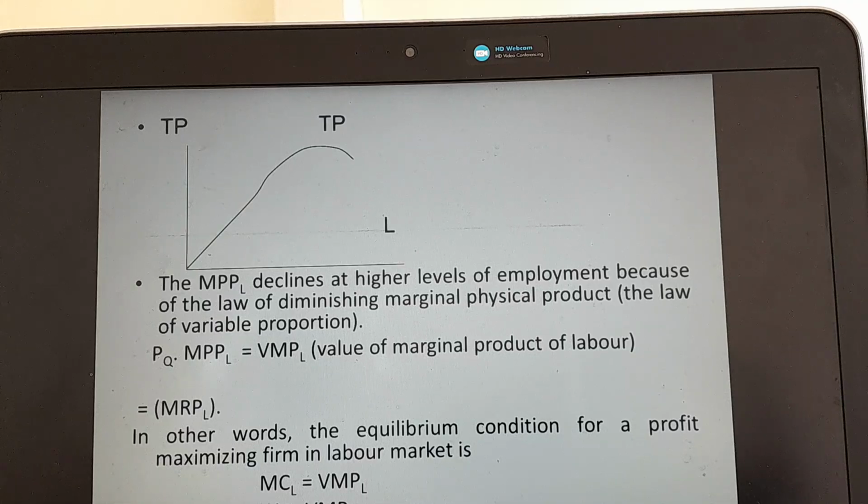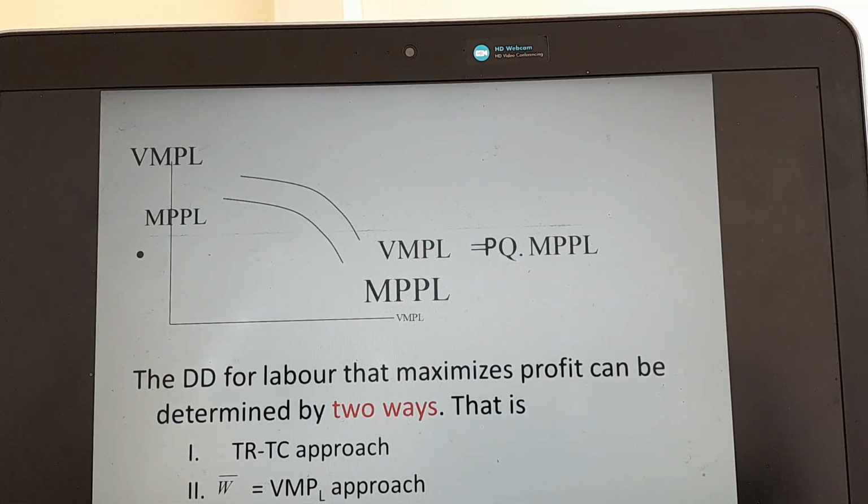In other words, the equilibrium condition for a profit maximizing firm in the labor market is that marginal cost is equal to value of marginal product. Marginal cost is equal to the wage rate. So in this case, with the use of one factor of production, the demand for labor is this one. It is downward sloping. That means the value of marginal product of labor, which is equal to the price of output times marginal physical product of labor, is the demand curve. So in using one factor of production, the demand for labor is the value of marginal product.